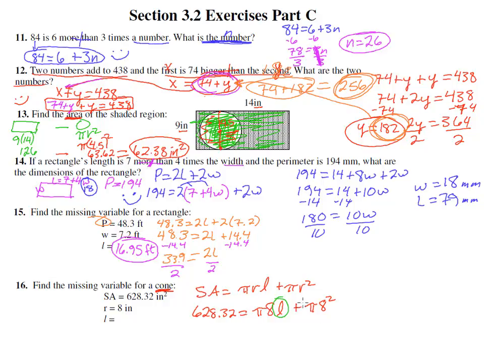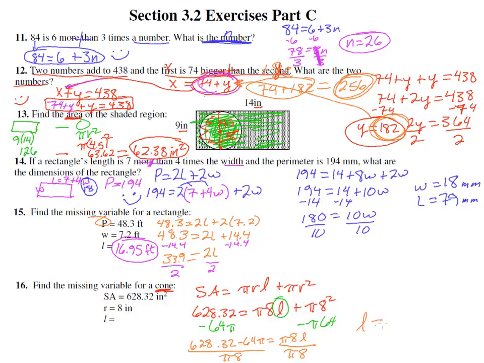So we're going to subtract this off. If you want to put this in your calculator to begin with, you certainly may. But we're going to subtract that off. So we have subtract pi 8 squared, so that's a 64. So we're going to subtract 64 times the pi over here. And then let's write up what we have. 628.32 minus 64 pi equals pi times 8 times L. How do we get L by itself? We divide by the pi and the 8.